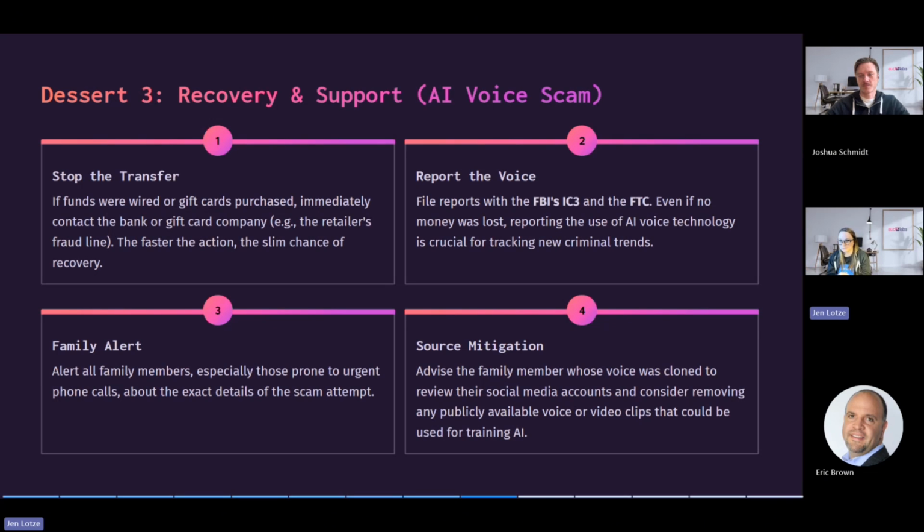You're going to file those reports with the FBI's IC3 and the Federal Trade Commission. Like we've just talked about in the other two situations, alert all family members, because if you think they're only calling you, they're going to try and get as many people to do this as possible. If I can make $100,000 by calling 10 people, why wouldn't I do that? Especially because so many of these are built in AI or they're recordings and they're really good. So just spread the word.